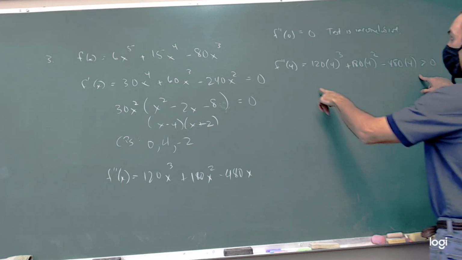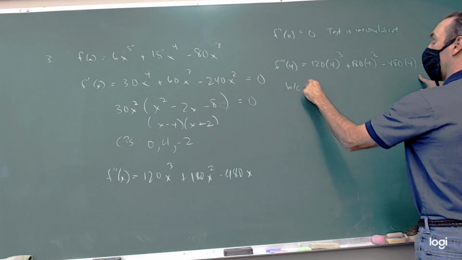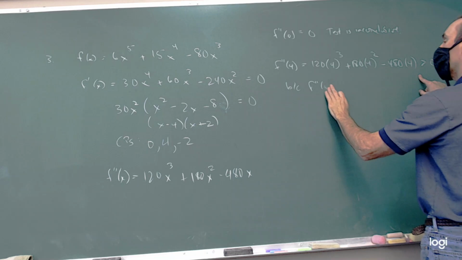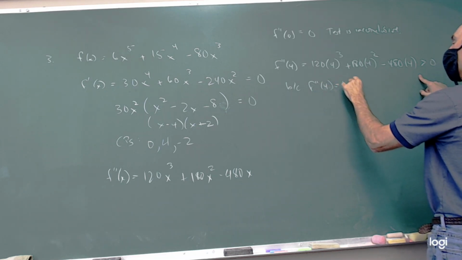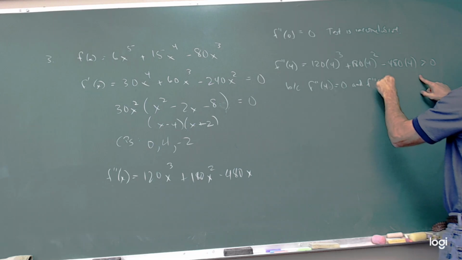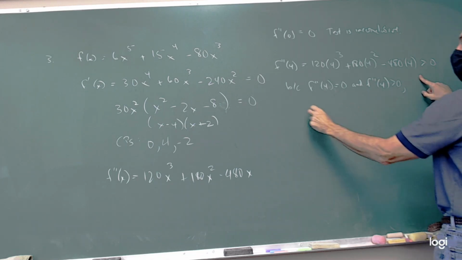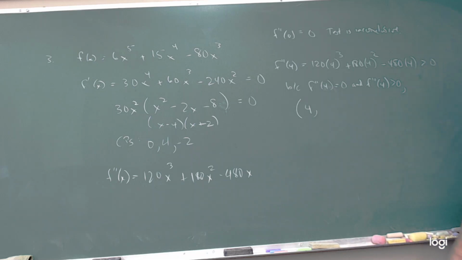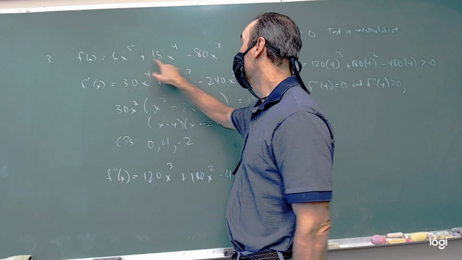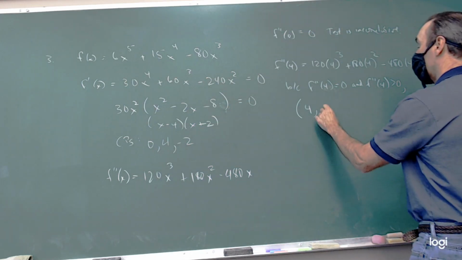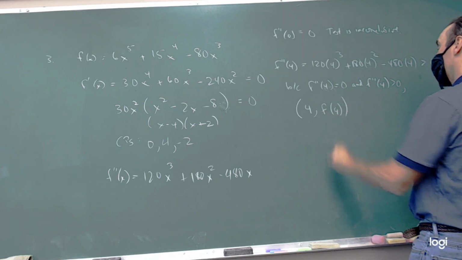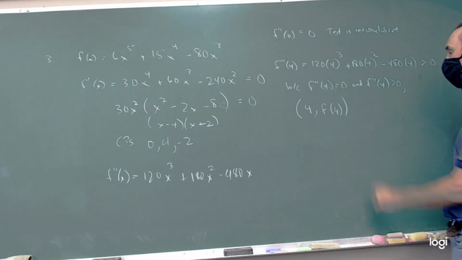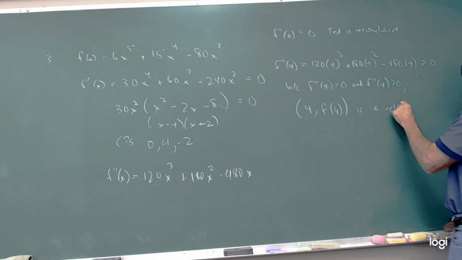So then we're going to say, because f prime of 4 equals 0 and f double prime of 4 is positive, then 4, and now we need to know its y-coordinate, which is outrageously crazy. Hopefully ours won't be that miserable. But we're going to have to plug in all the 4s there. You don't get to do this on the test, but I'm just going to say f of 4 is a relative min.